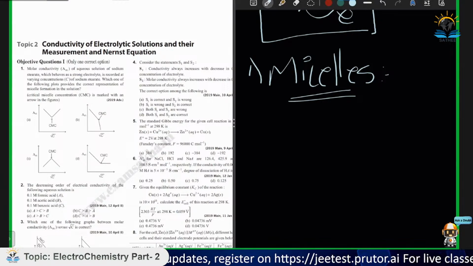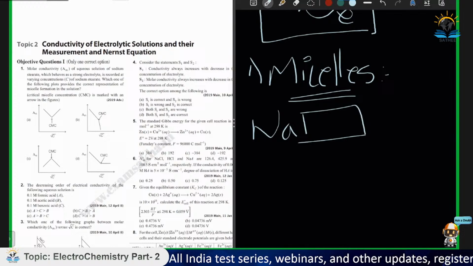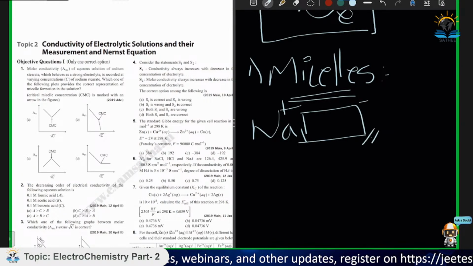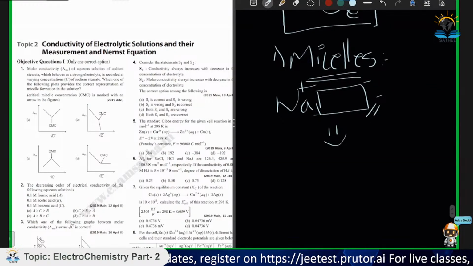What happens there is, let's say you're starting to add your soap into water. Initially, the concentration... Soap is sodium stearate, Na and something with stearate. This is a big organic molecule, Na plus and this minus. This is your soap.